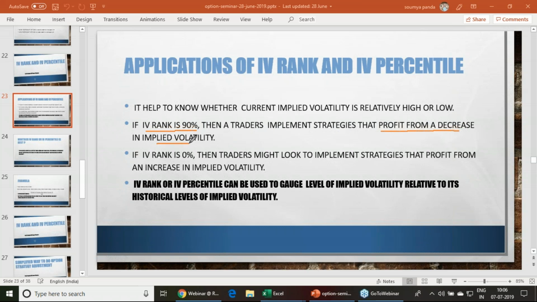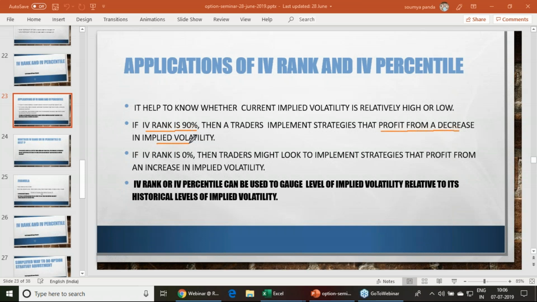If IV rank is 90%, it says that the trader implements a strategy that profits from a decrease in the implied volatility. So earlier, yesterday, what I told you: if there is an event, you know that tomorrow that event is there, post event the IV is going to fall. But think of the situation: there is no event. So how will I know that tomorrow IV is going to fall or not? How will I know whether tomorrow the IV is going to rise or not? Because there is no event in view. An event simplifies my job.